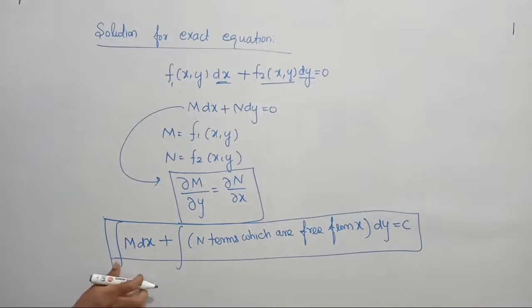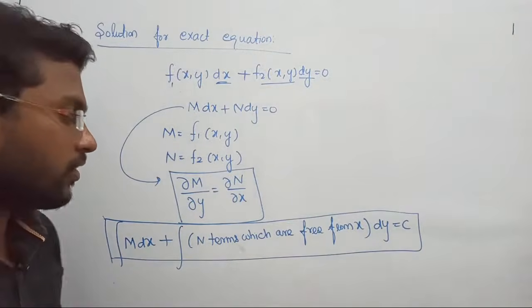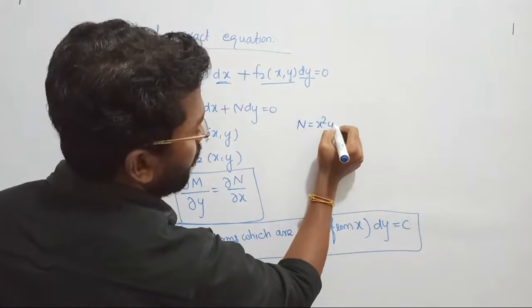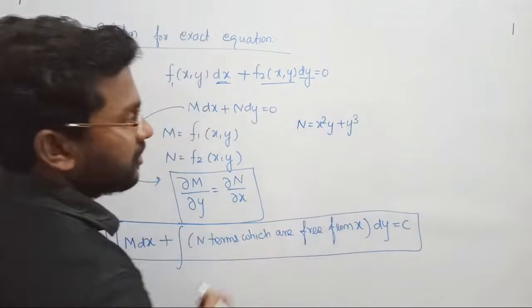You might be thinking like this, sir, which are free from the term. For an example, if n is given like this, n is equal to x square y plus y cube, suppose such an equation is there.